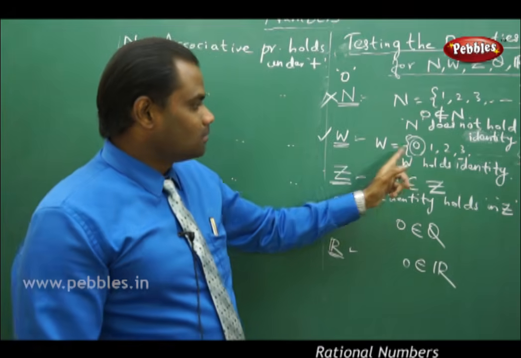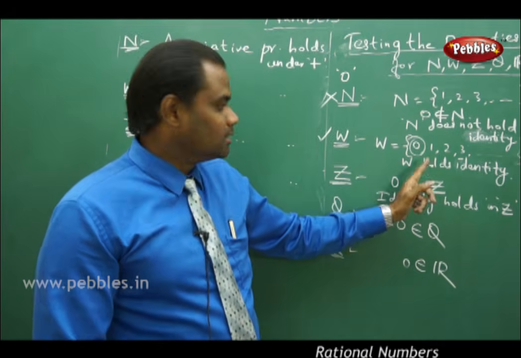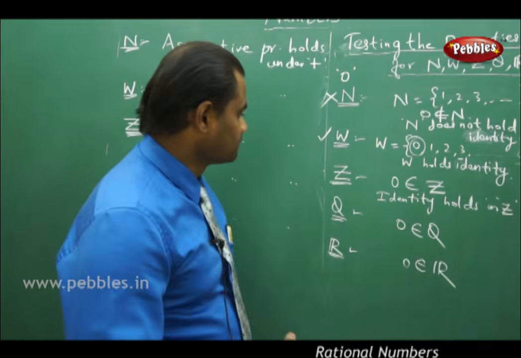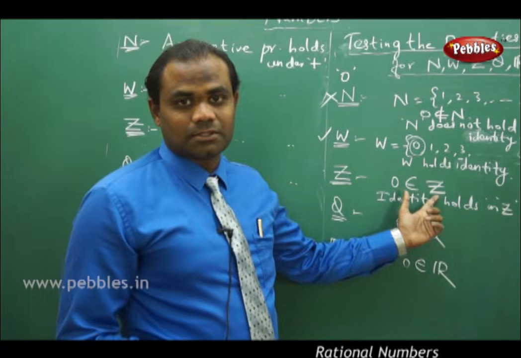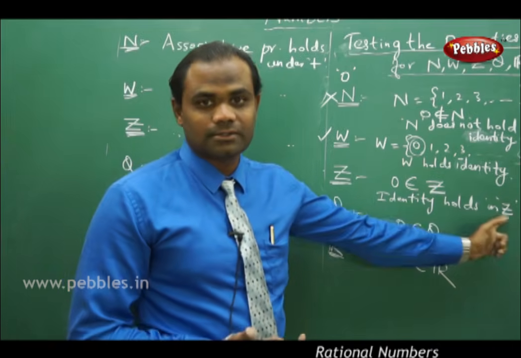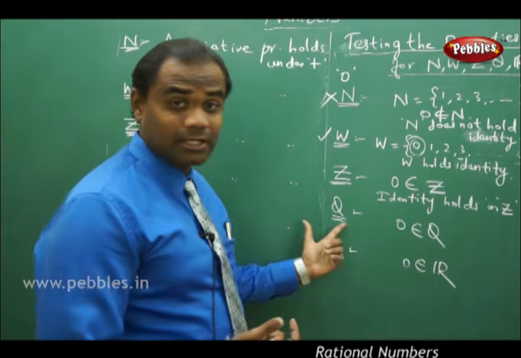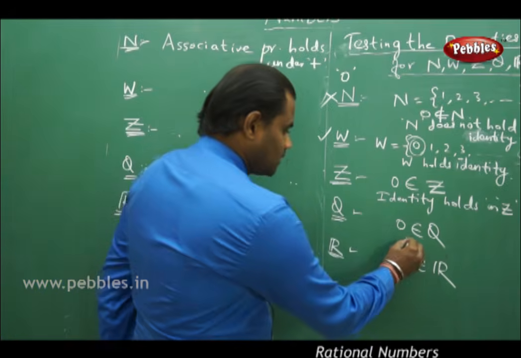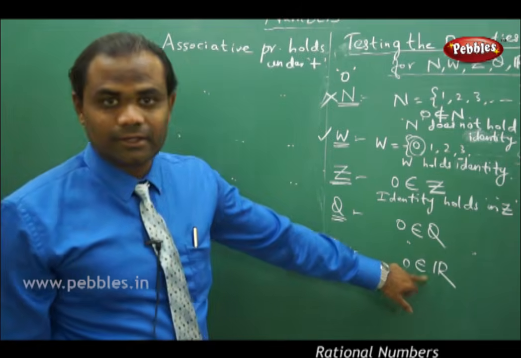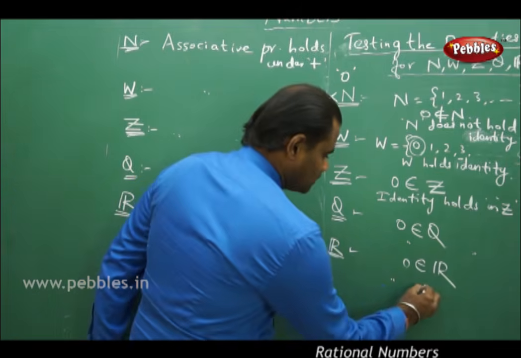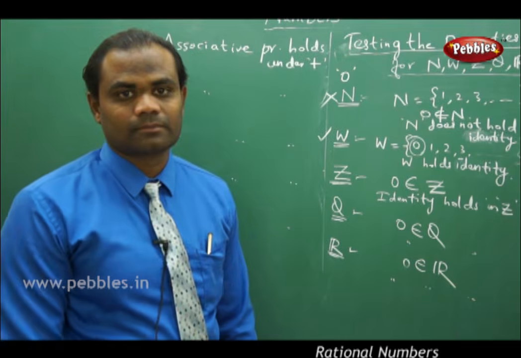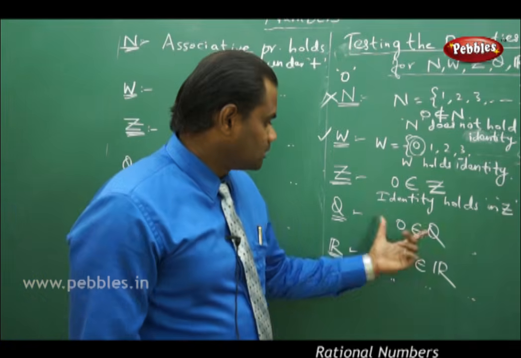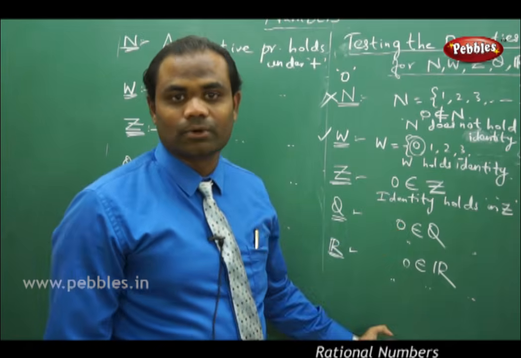Now, when I take the whole numbers, 0 is part of the whole numbers, therefore W holds identity, the identity element being 0. Even in the case of integers, 0 belongs to integers, therefore identity holds even in the set of integers. The same is the case with rational numbers, where 0 belongs to Q. So identity holds even in Q. And when I take the real numbers, yes, 0 belongs to R and identity holds in R. So this is how I understand the identity property and the various sets holding it.